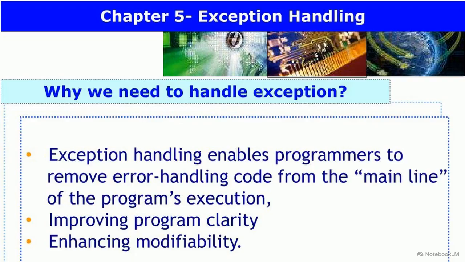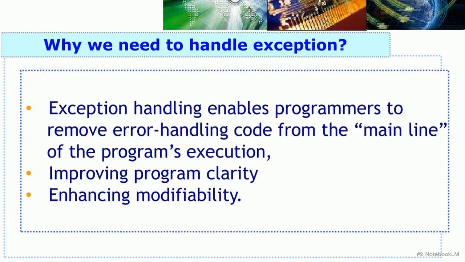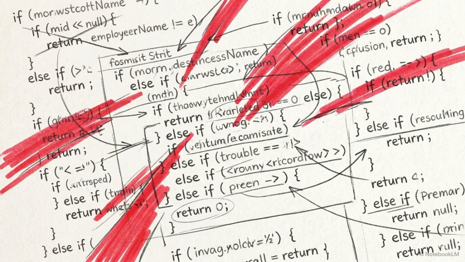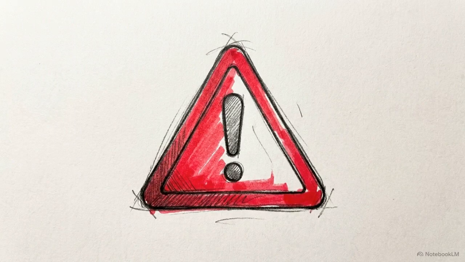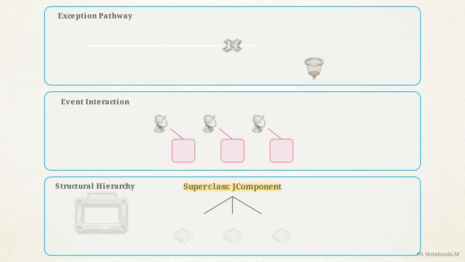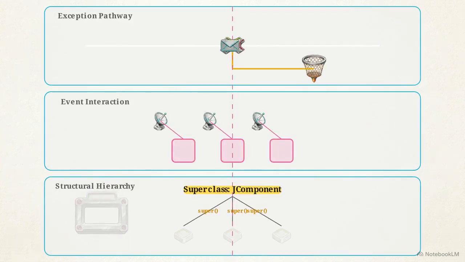Looking at this lecture slide, we see the overarching architectural goal. Exception handling enables programmers to completely remove error-handling code from the main line of the program's execution. Application robustness isn't achieved by writing perfect procedural if statements to dodge fatal errors. It is achieved by recognizing that failures will happen and building a structural pipeline to safely route and manage them as expected data objects.